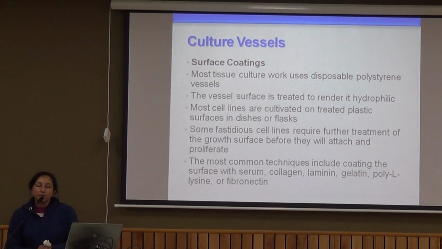Now, surface coatings. Most tissue culture work uses disposable polystyrene vessels. The vessel surface is then treated to render it hydrophilic. Most cell lines are cultivated on treated plastic surfaces in dishes or flasks. Some fastidious cell lines require further treatment of the growth surface before they will attach and proliferate. The most common techniques include coating the surface with serum, collagen, laminin, gelatin, poly-L-lysine or fibronectin.